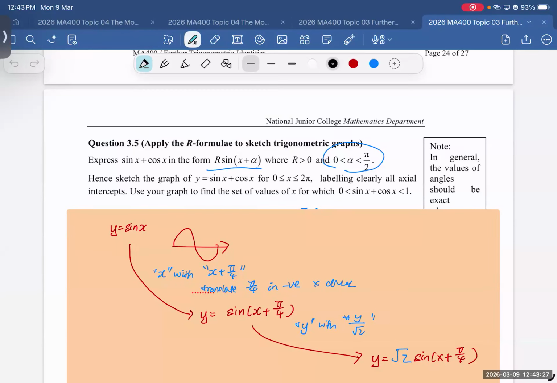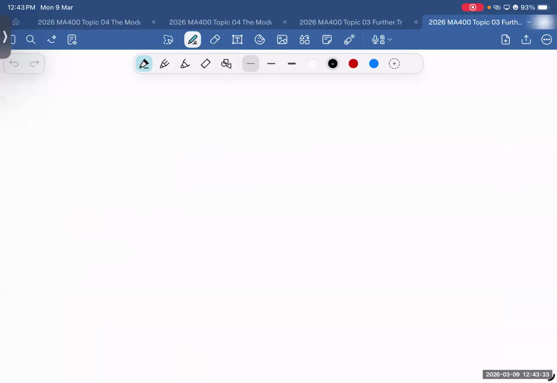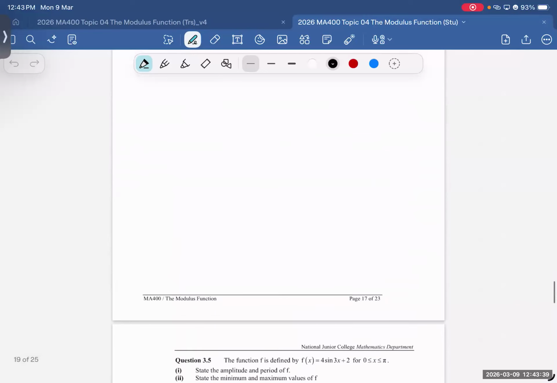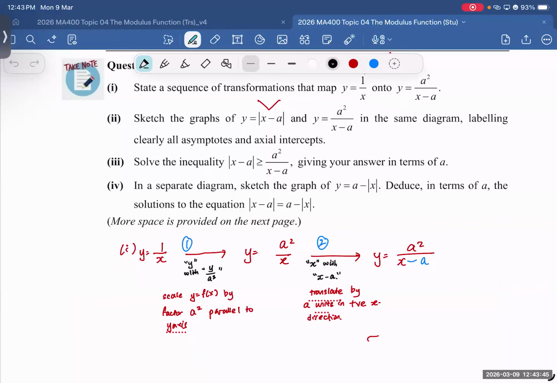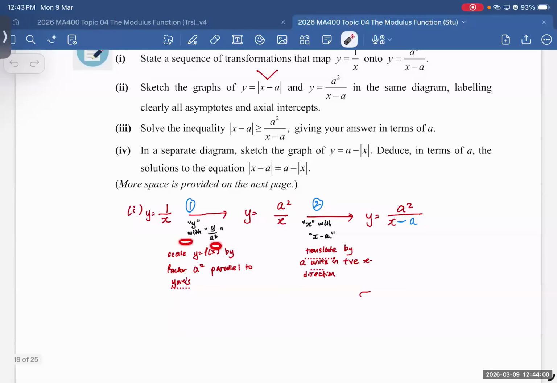Okay, 3.4. You all look very bothered by 3.4. Now 3.4, if you are bothered by the first graph, 1 over x, I think you know before. So then you have modulus x minus a, which I believe you know how to draw as well. 1 over x, you replace y with y over a, right? This will scale it by factor a squared parallel to the x-axis. Then you translate by a units in the positive x direction.